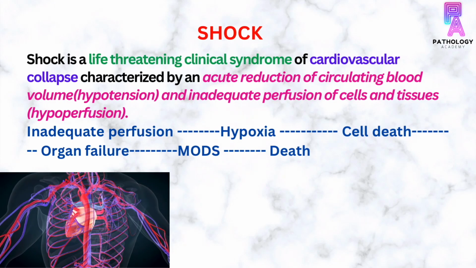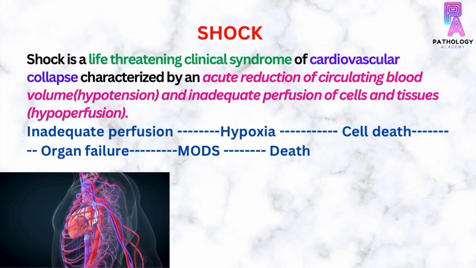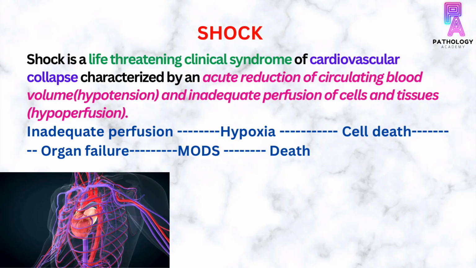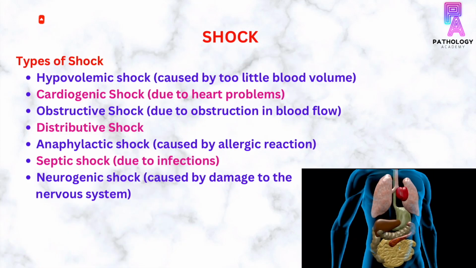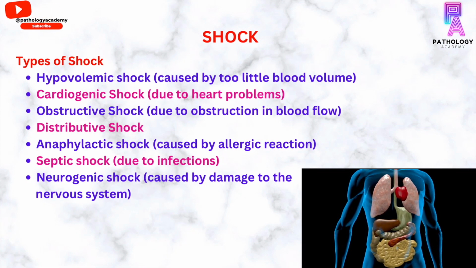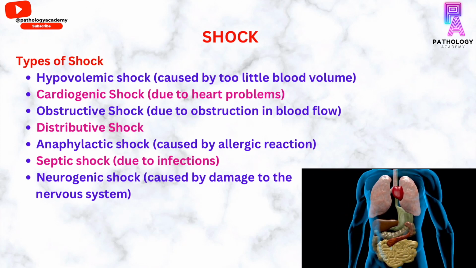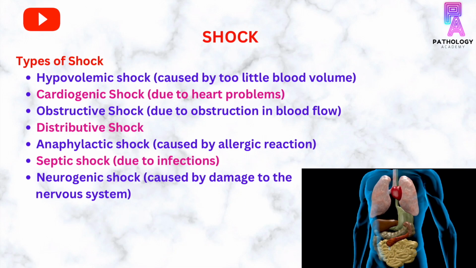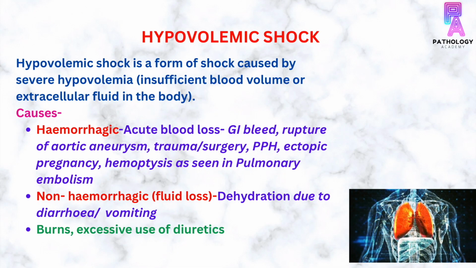Whenever there is inadequate perfusion of cells and tissues, it will lead to hypoxia, cell death, eventually organ failure, multi-organ dysfunction, and death. There are many types of shock which include hypovolemic shock, cardiogenic shock, obstructive shock, distributive shock, anaphylactic shock, septic shock, and neurogenic shock. In today's lecture, I will be talking about hypovolemic shock.